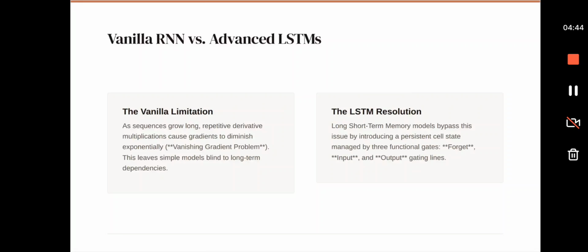So the LSTM is introduced with a dedicated highway-like cell state regulated by three units. The first one is the forget gate, then the input gate, and the last one is the output gate.